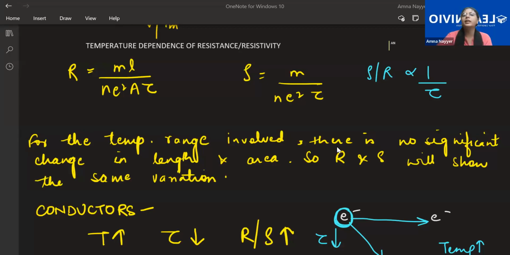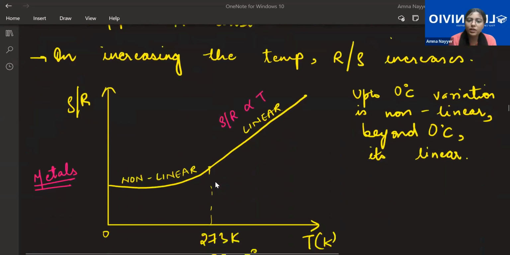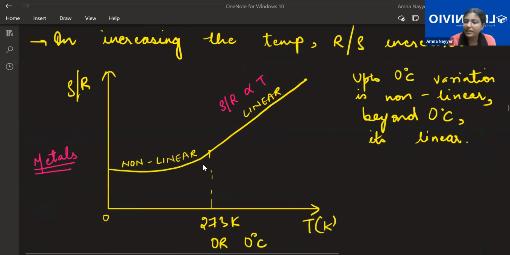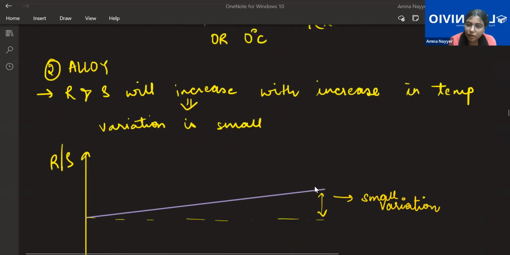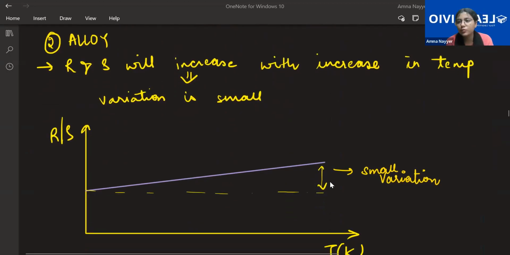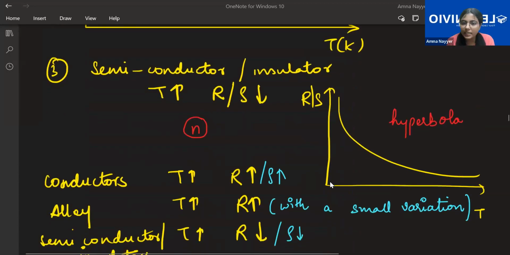Yes, ma'am. All right. So we were discussing the temperature dependence of resistance and resistivity in the last class. These were the two formulas that we concluded, and how they were dependent on number density and on tau, the average relaxation time. So the graph that was plotted with conductors, this was the graph. Initially it was non-linear, then the graph became linear. For alloys also it was increasing linearly, but the variation was very small. And then we have semiconductors where the graph is hyperbolic because it is inversely proportional. You increase the temperature, resistance and resistivity decrease, and vice versa.